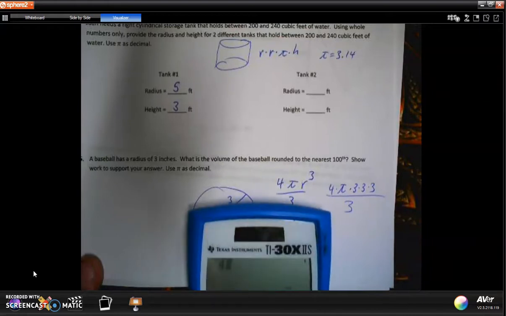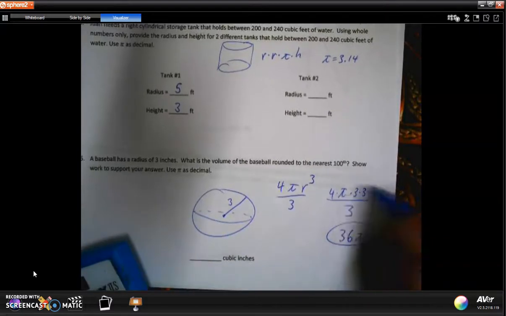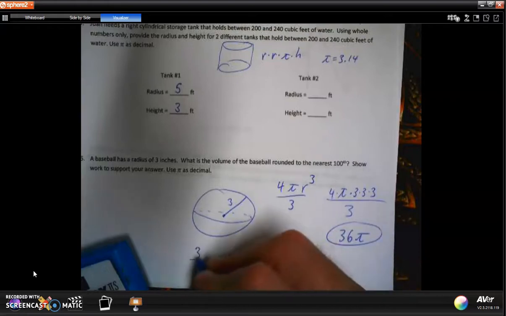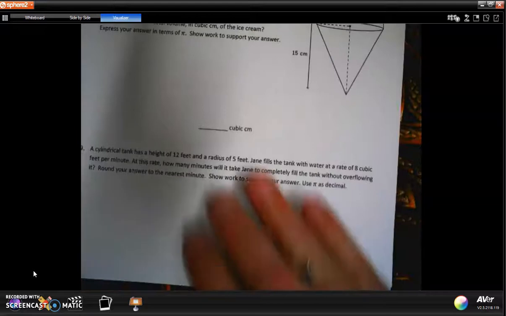All right. 4 times 3 times 3 times 3 divided by 3 is 36. So it's 36 pi. That's what's left over. You get 108 divided by 3, which is 36. 36 pi cubic inches. All right, number 9.